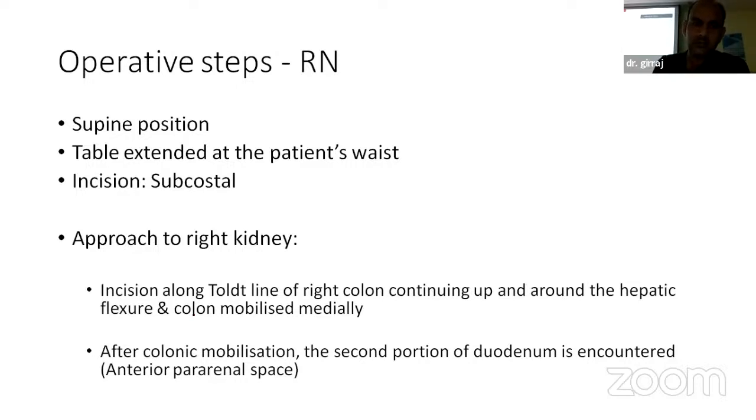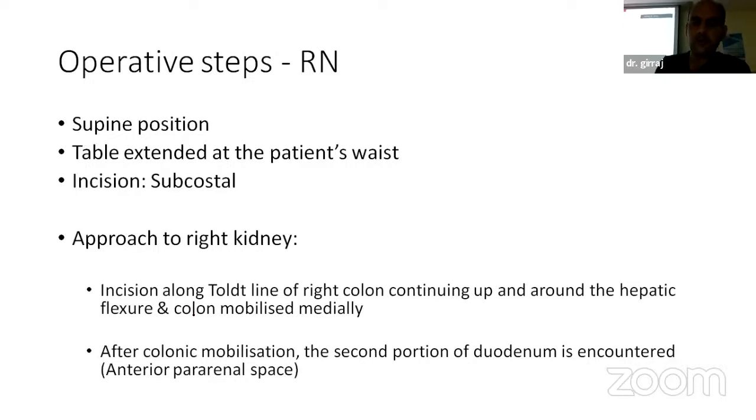Approach to the right kidney: divide the abdominal wall, incise along the taut line of the right colon, continuing up and around the hepatic flexure, and mobilize the colon medially. The taut line is the fusion of the anterior and posterior layers of the renal fascia with the posterior peritoneum, and from the hepatic flexure it extends to the iliac vessels.